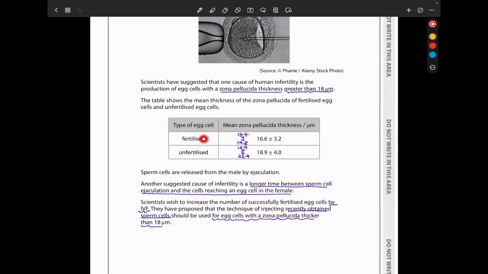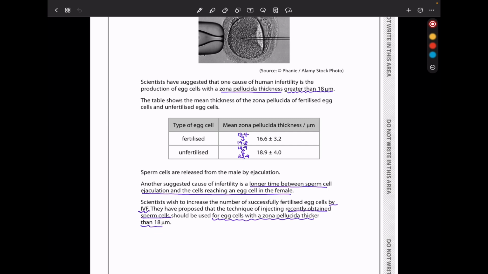So we can see the fertilized eggs, the mean is 16.6, but plus or minus 3.2, which could be 13.4 to 19.8. And the unfertilized is going to be 18.9 plus or minus 4, which is 14.9 to 22.9. We can see there is overlap, so the difference within the results is not going to be that significant. However, I have to first focus on the question.